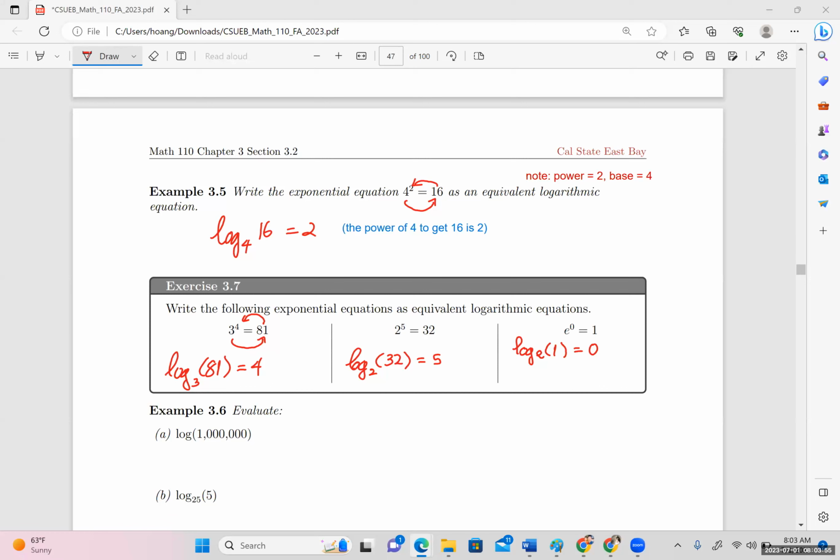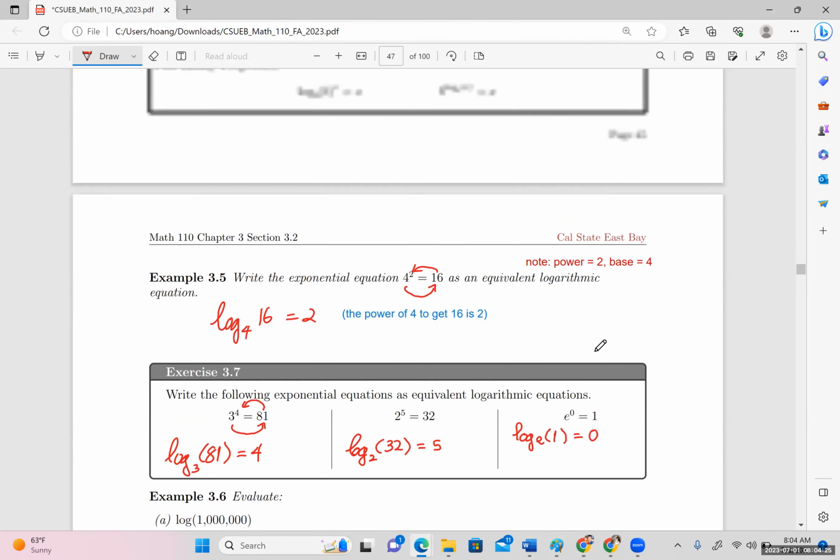Okay, so this is the answer. Go ahead and compare. Make sure that all the power is on the other hand side of the log form, right? Just keep in mind that the last one is log base e, and I will have another notation for it, but you should have the answer as log base e of 1 equal to 0. Okay. So now let's move back up.